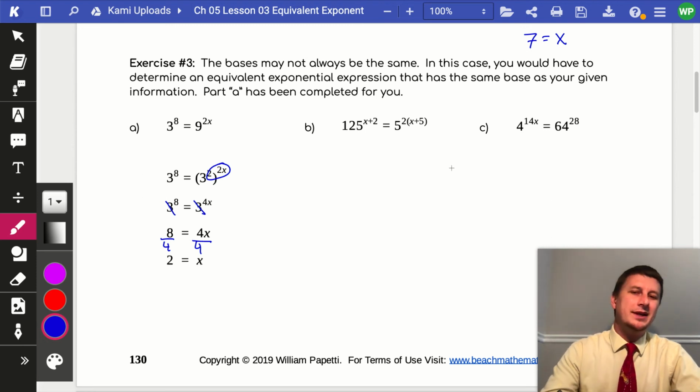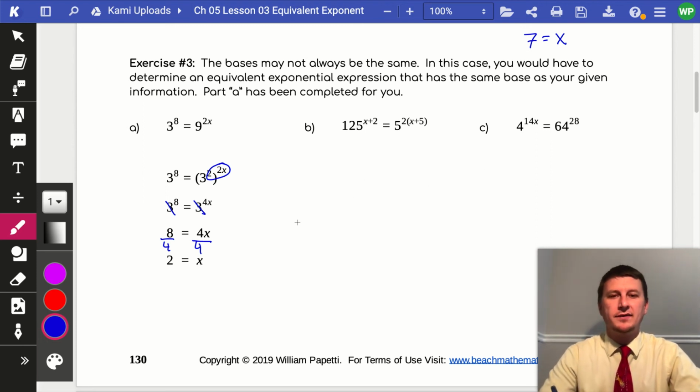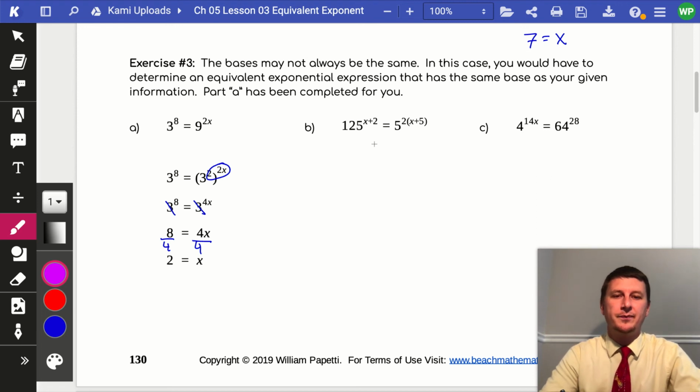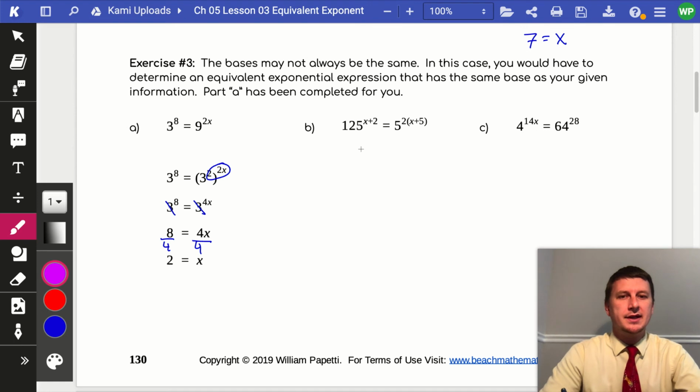So now part B is not done for us. So now we have to do that on our own. So let's take a look. We have 125 to the x plus 2 is equal to 5 to the 2 times x plus 5. And again, these are not the same bases, so we want to think to ourselves, is there a way to change one of these to get an equivalent exponential expression of the other?